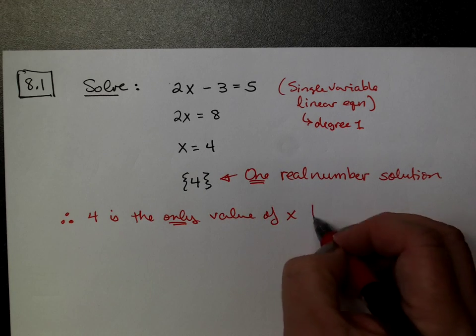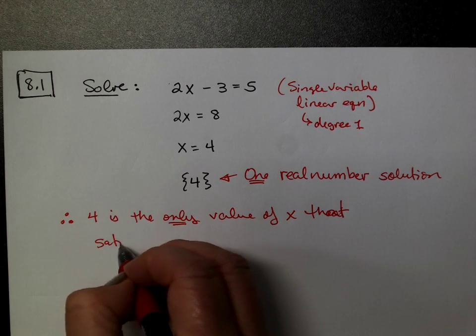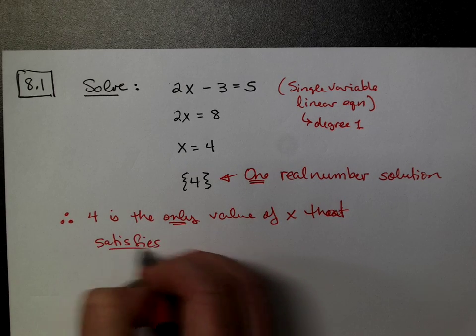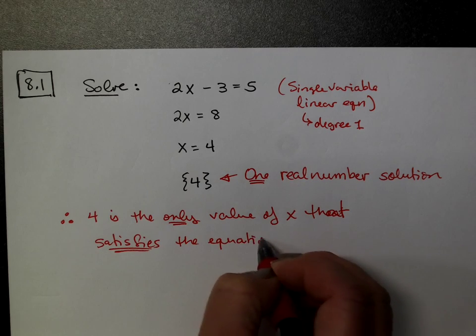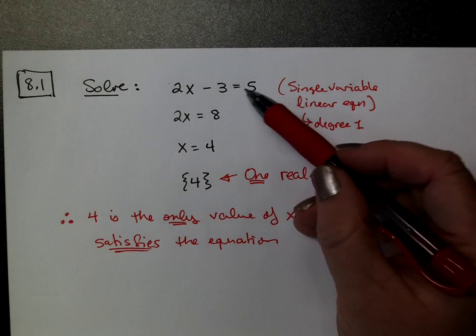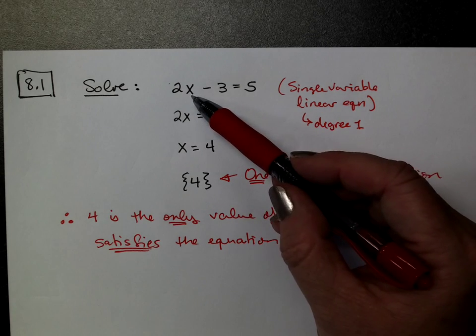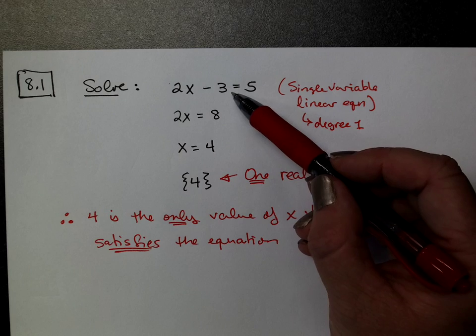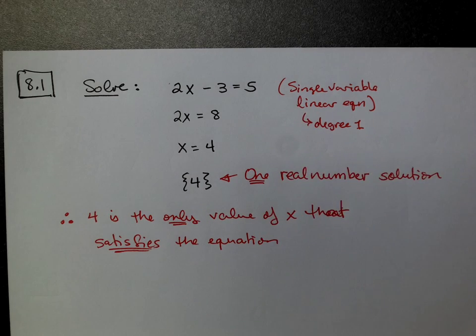And this may help the vocabulary settle in: 4 is the only value of x that satisfies the equation. Meaning you plug in 4 to the original equation and you will get a true statement. And no other value, you can't plug in any other value for x and get a true statement. It will give you a false statement. 4 is the only thing that satisfies it or makes it true when you plug it in and test.